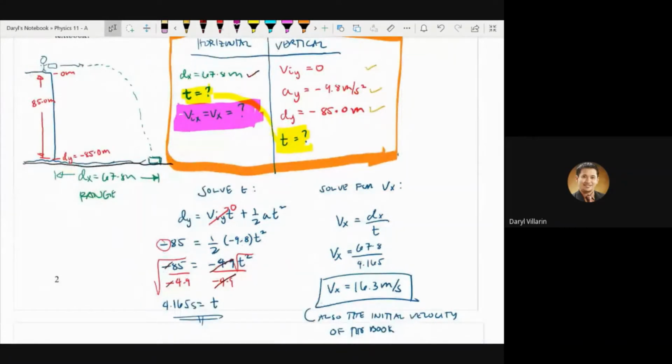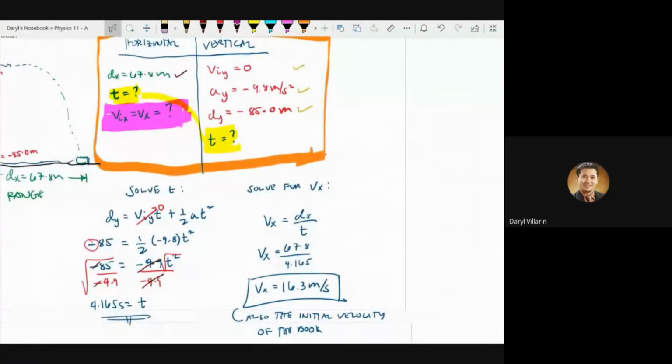And for the horizontal component of your motion, the equation of motion is just this one here. All of the equations in the displacement equation will just reduce into this: vx, dx, and time. As simple as that, the basic equation for velocity, displacement over time. Okay, so let's move on to the next example.